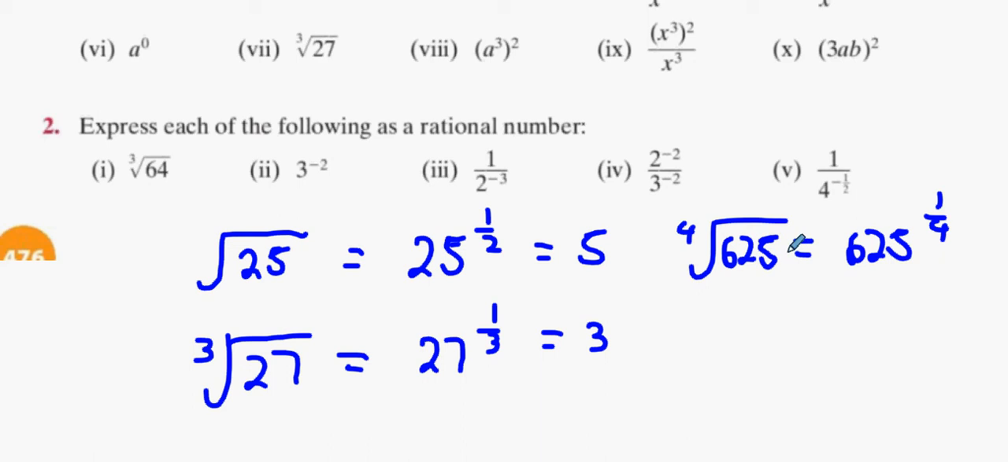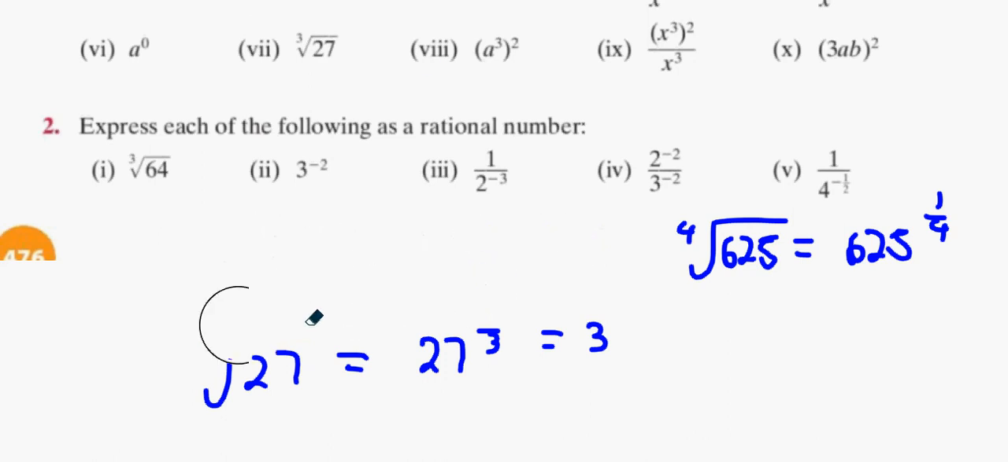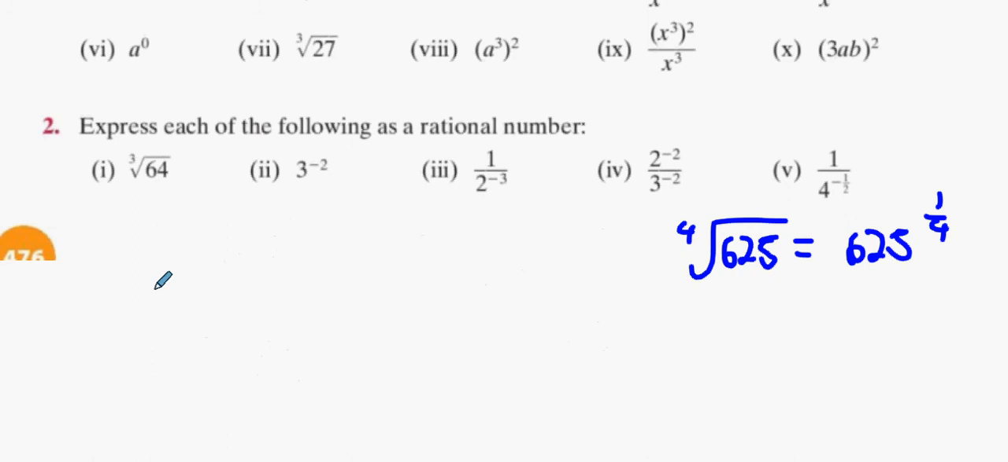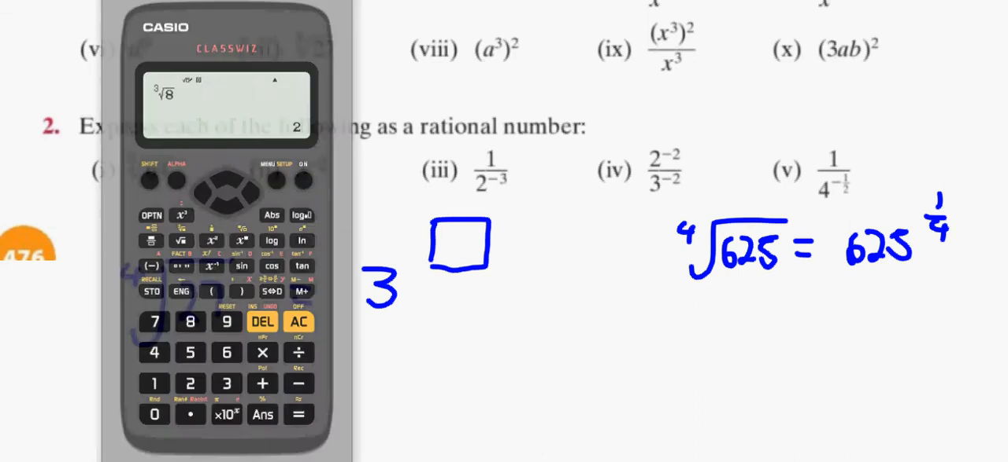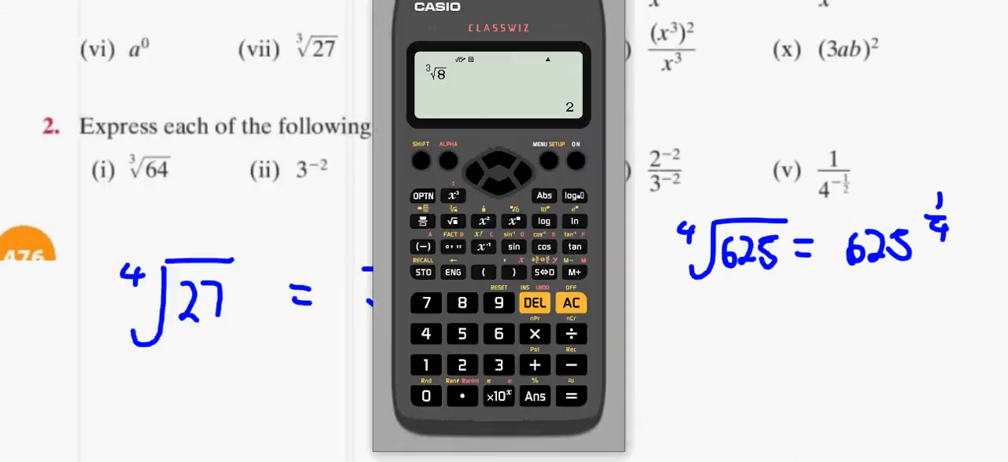Alright, now here's where it gets slightly harder, okay? Or slightly more difficult. So, imagine a case like this, where I wanted the 4th root, like so, and inside there is 27. Okay? Here's a cheap way of doing this, and I say it's 3 to the power of something. Okay?